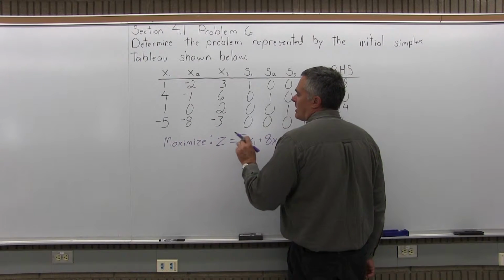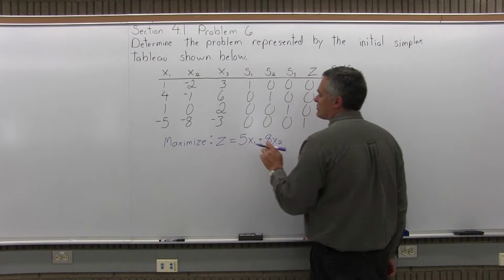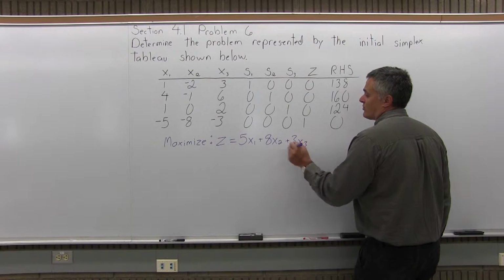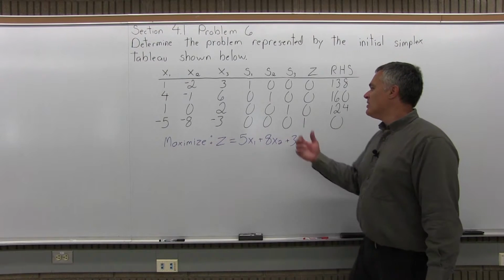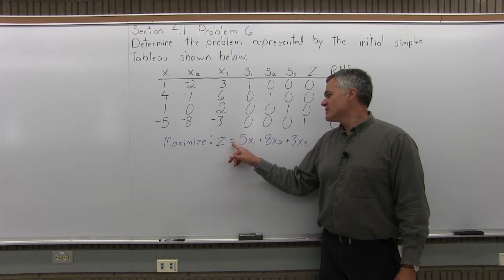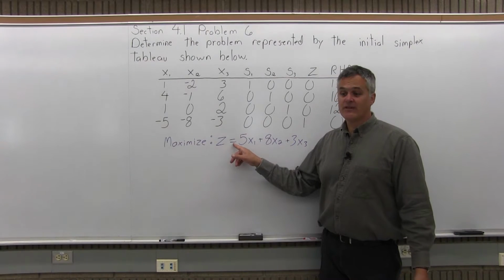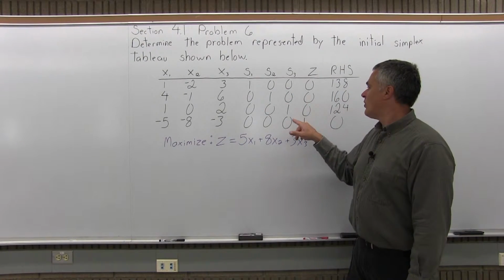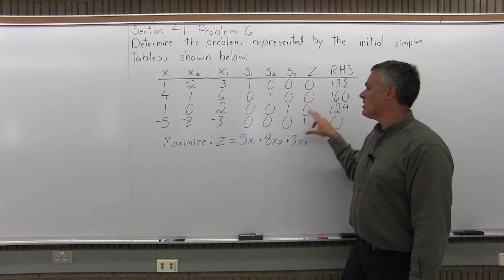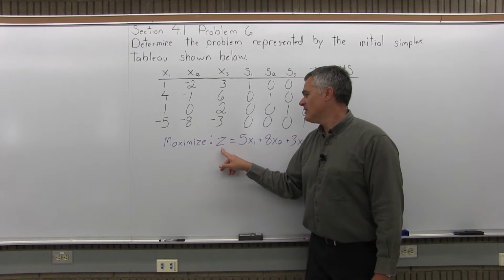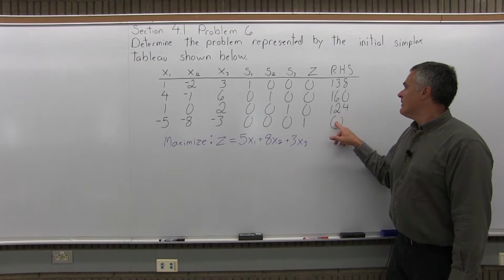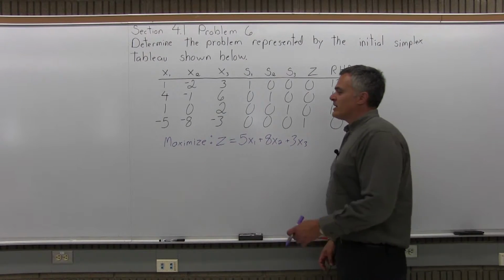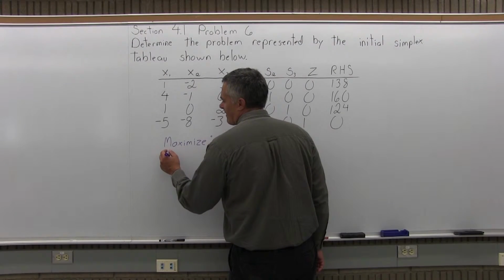The next part of the bottom row, I have a -3 in the x3 column, so it'd be plus 3x3. Again, no slack is required because this started initially as an equation. It didn't have to be converted to an equation, so I didn't need an s. The 1 in the z column of the bottom row is already accounted for by the z I have out here. And the 0 in the last column, the RHS column, I don't need to worry about. So that's what I need to maximize for this problem.